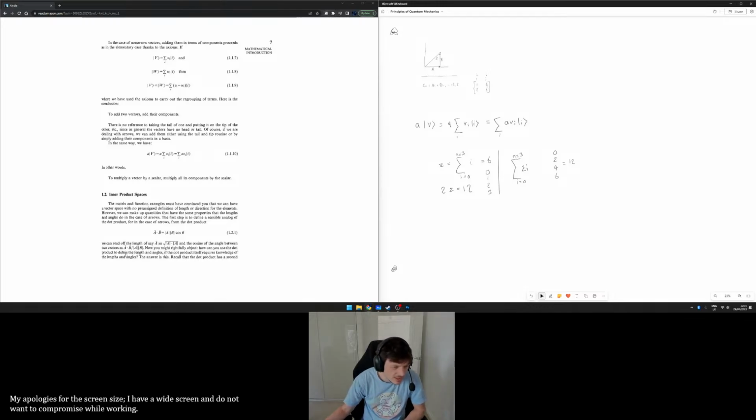The dot product of A and B multiplied by the magnitude of A. Oh, I see, divided by. So the dot product of A and B divided by the magnitude of A and B. Now, you might rightfully object: how can you use the dot product to define the length and angles if the dot product itself requires knowledge of the lengths and angles?